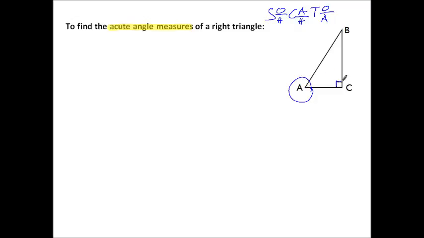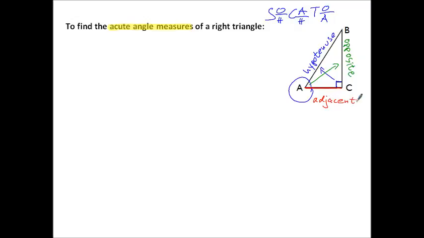Our hypotenuse is across from the right angle, as always. Our opposite side is across from angle A. This is the opposite side. And our adjacent side is the one that's right next to it, right here touching A.